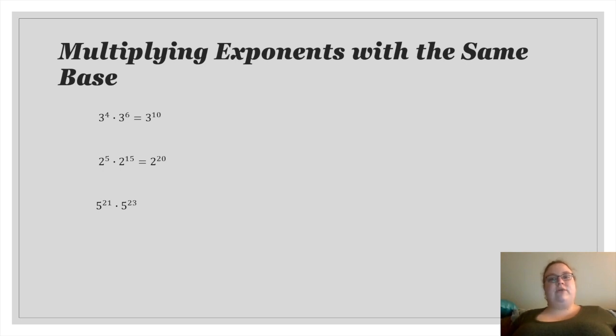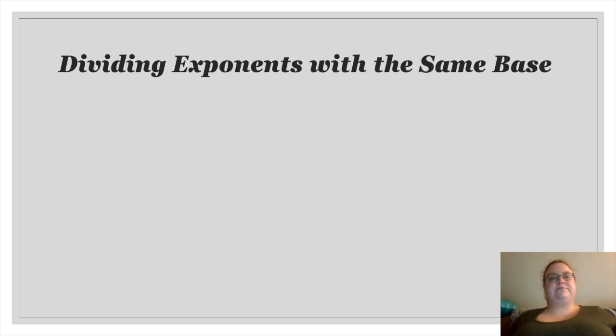And finally, we have 5 to the 21st times 5 to the 23rd. I chose larger numbers here for the exponents to show that no matter how intimidating the numbers may look, as soon as you have the same base, these rules are applicable and you can go through the same simple steps no matter how large the numbers might be. So because we have a common base of 5, we can add 21 and 23 together and we will get a final answer of 5 to the 44th because our base does not change, only our exponents are added together.